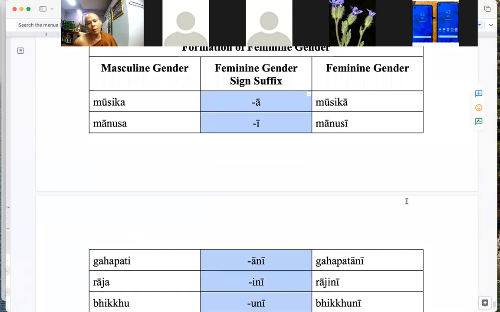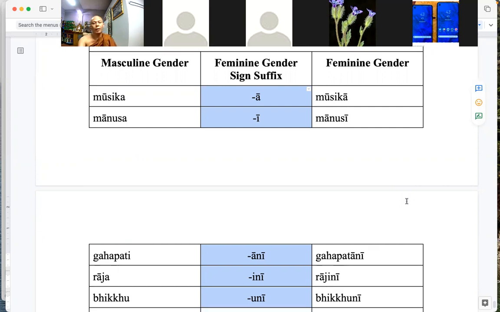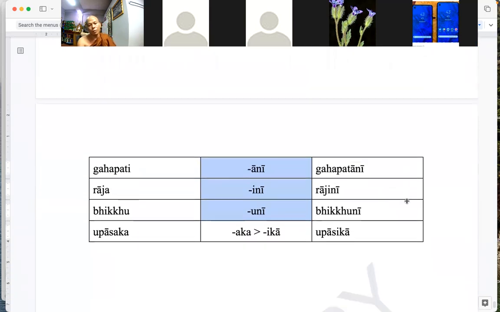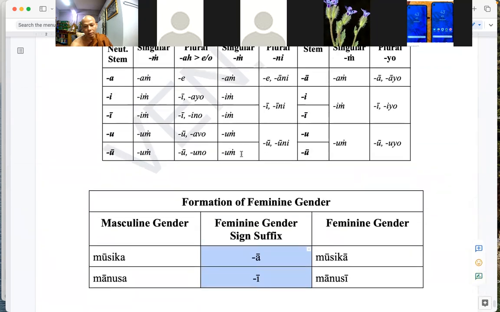Okay, so most feminine nouns, not just some, most feminine nouns are formed from the masculine noun by adding the R, E, and ani, ini, uni. Or some nouns ending in aka, without adding any suffix, just change the form, aka to ika. So ubasaka to ubasika, dayaka to dayika. In this way, these are how the feminine noun is formed. So, formation of feminine gender noun.